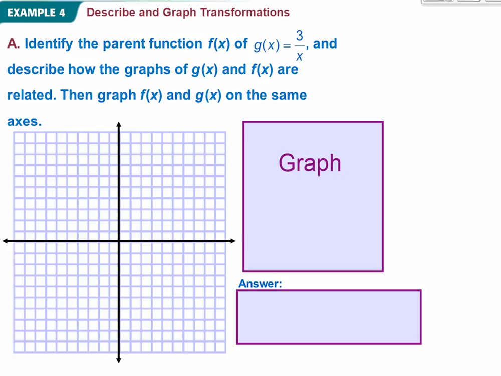So now we're going to identify the parent function, describe how the graphs are related, and we'll graph f of x and g of x. And we're still working on that handout from the last time. We're now on number 4A. And so for 4A and 4B, I just have a piece of graph paper there for you as you're looking at that. Somehow the words expanded and compressed don't always even stay in my head very well. What is the parent function of this one? What is the parent function?